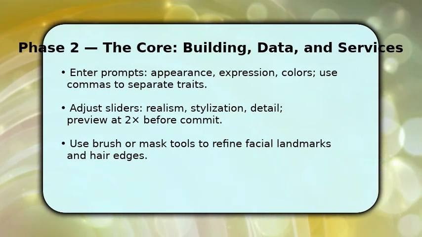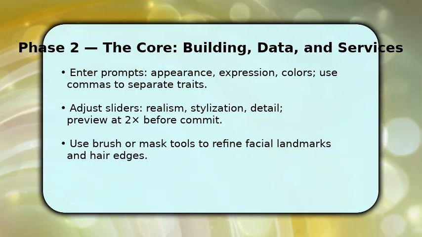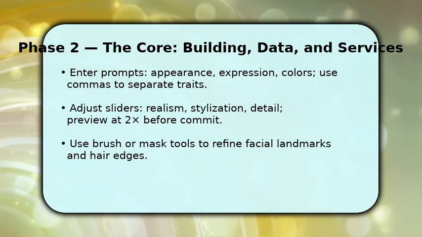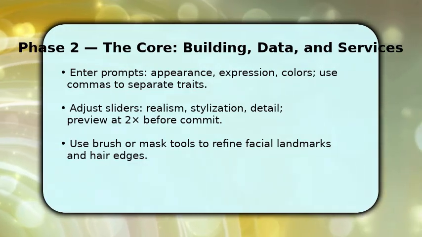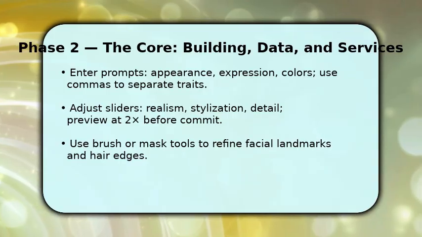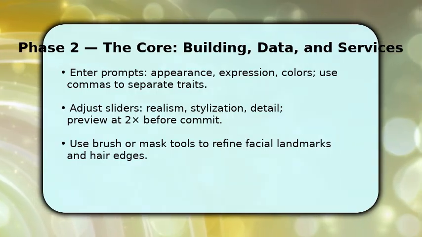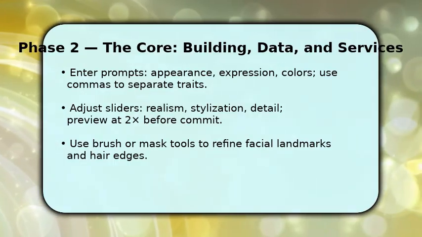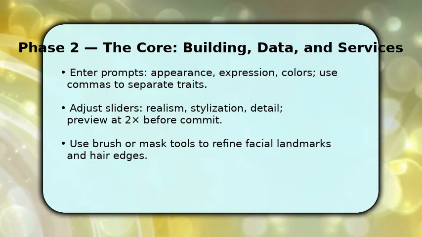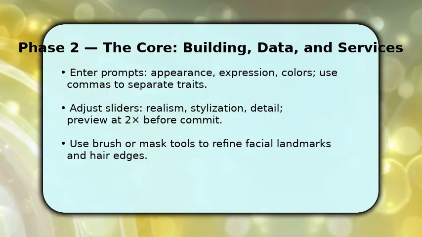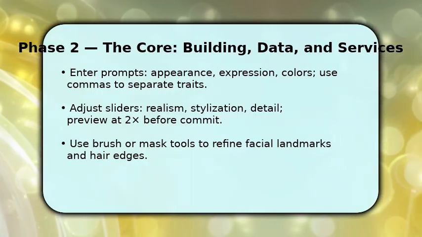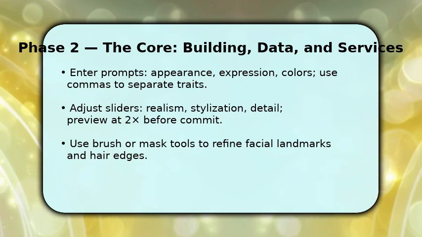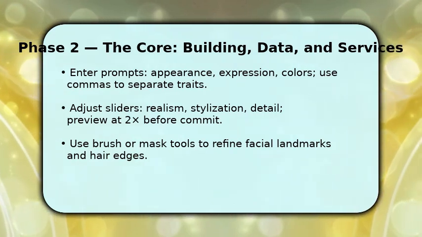Next, build the Genmoji by composing clear prompts. List appearance, expression, and color palette. Commas keep traits distinct. Then, tweak sliders for realism, stylization, and detail. Increase detail for texture, lower stylization for cleaner lines. Preview it 2 times or zoom to check edges, and use the brush or mask tools to nudge facial landmarks and hair boundaries. This is where you fix proportions and preserve likeness. If you iterate, save versions so you can compare different directions.